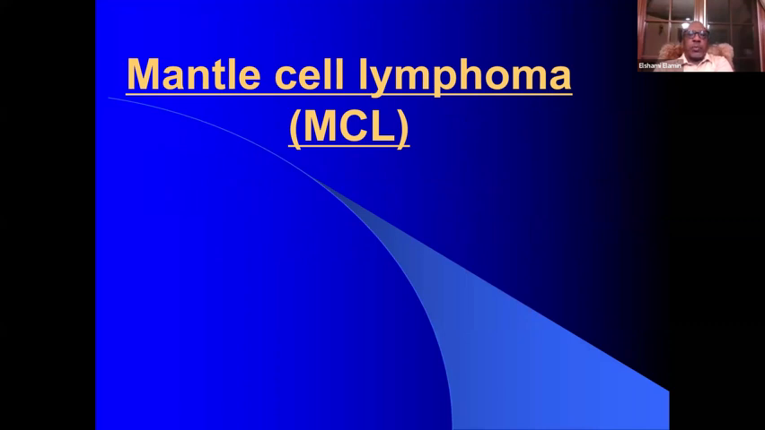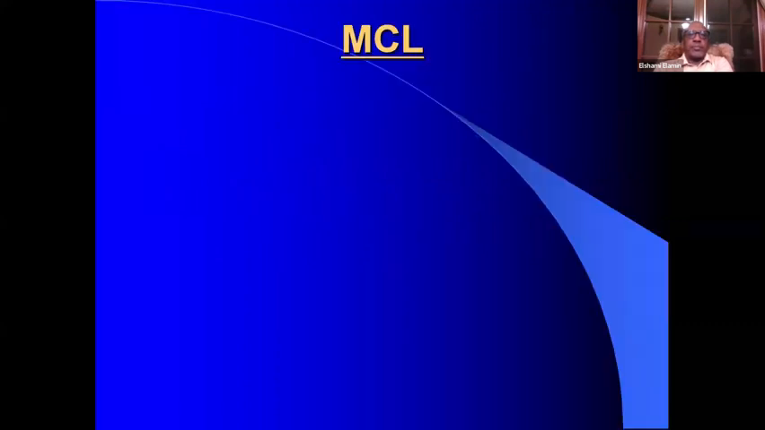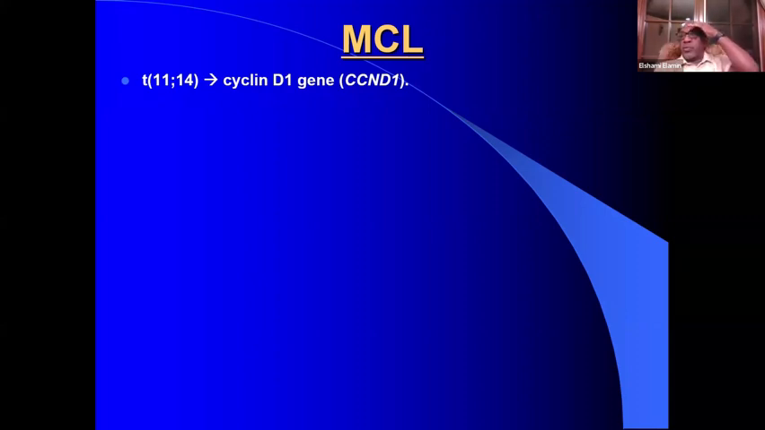Mantle cell lymphoma, MCL. Mantle cell lymphoma is characterized by the cyclin D1 gene, which is a product of chromosomal translocation 11;14, leading to cyclin D1 overexpression, which is characteristic and diagnostic for mantle cell lymphoma. So if you are in doubt between mantle cell lymphoma and another type of lymphoma like marginal zone, you do cyclin D1, and that will confirm your diagnosis of mantle cell lymphoma.